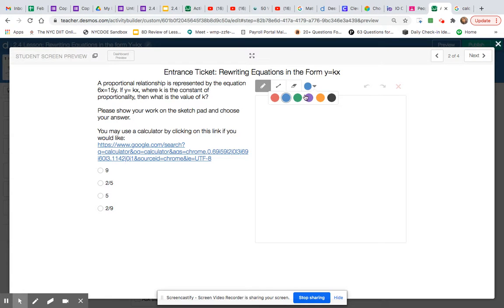Okay, so the first thing I would do, guys, I would rewrite the equation to my problem. So that's 6x equals 15y. And I will write the format of a proportional relationship in the form of an equation, right? Okay. So notice here, guys, when we're writing an equation in the form y equals kx, notice that the y is isolated. The y is by itself. The y is not next to the k or the x, it's by itself.